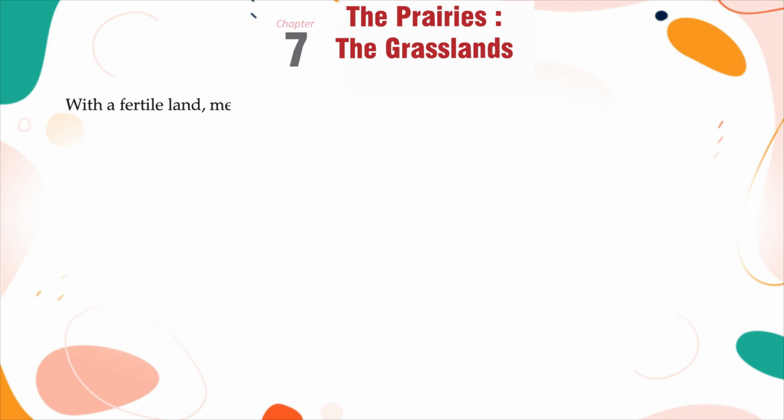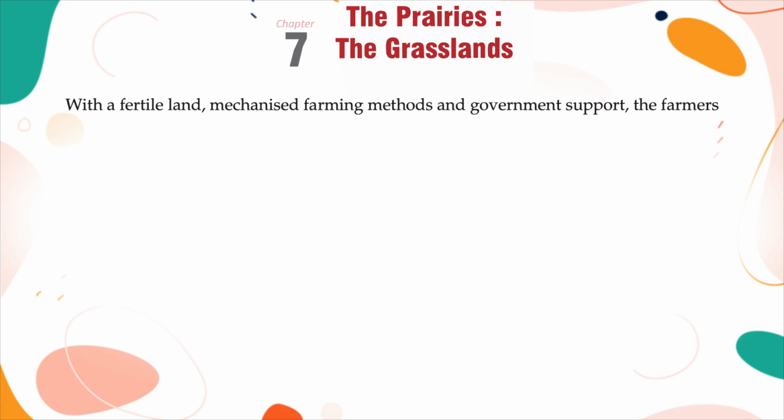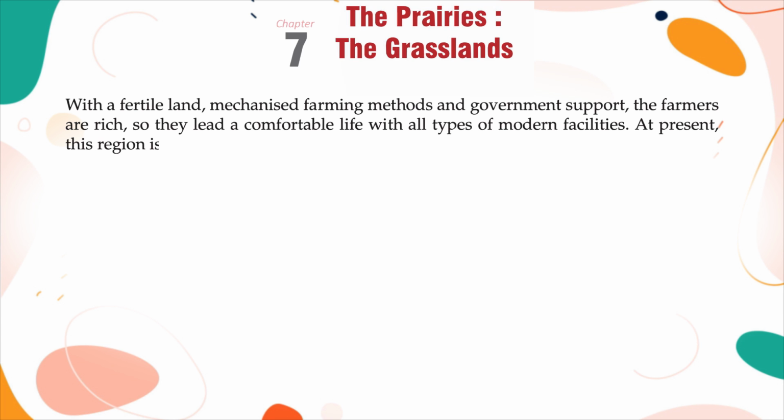With fertile land, mechanized farming methods, and government support, the farmers are rich, so they lead a comfortable life with all types of modern facilities. At present, this region is the most developed region of the world.